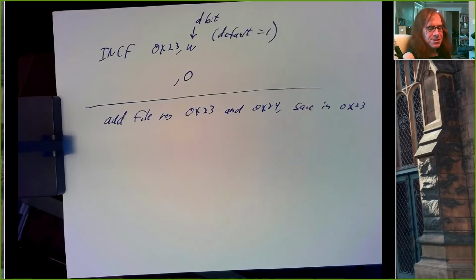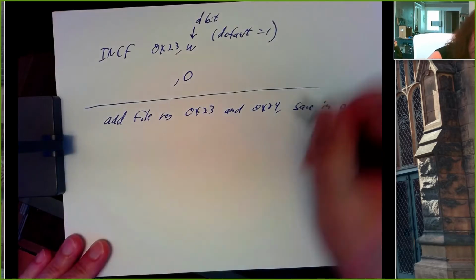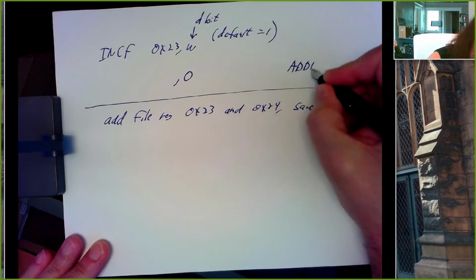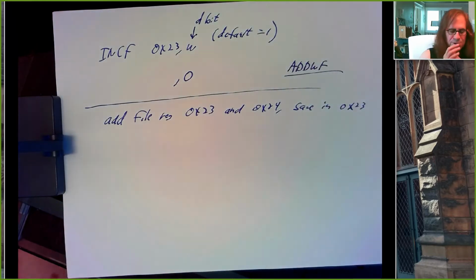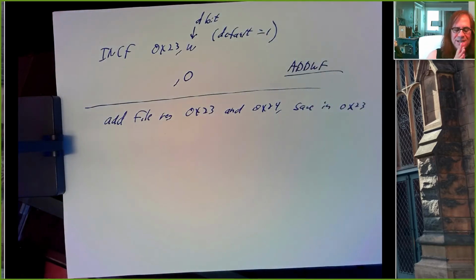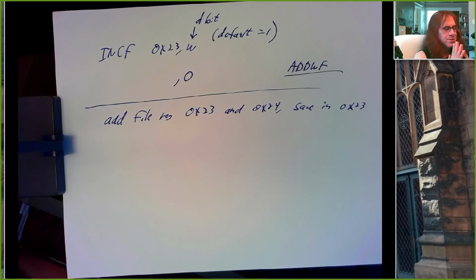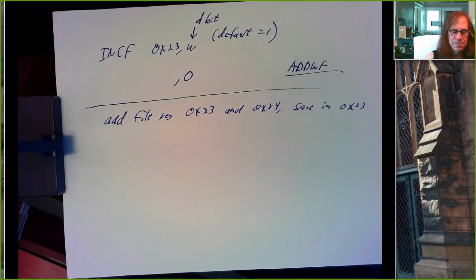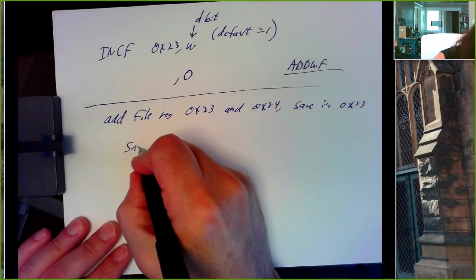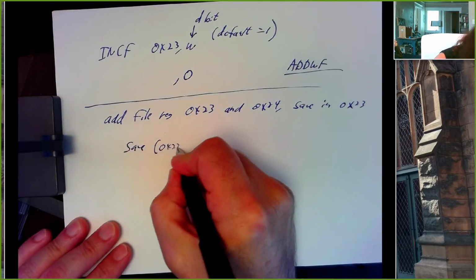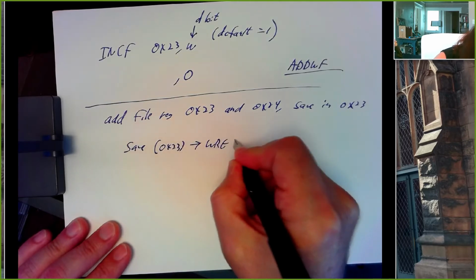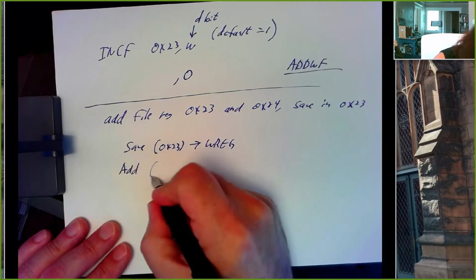So let's just play with addition. So we have an add WF. How could we add the contents of these two file registers together and store the result back in file register 23? Toss out some ideas. We would need to take file register hex 23 stored in the working register, then we add file hex 24, and then we move what's in the working register back to hex 23. Cool.